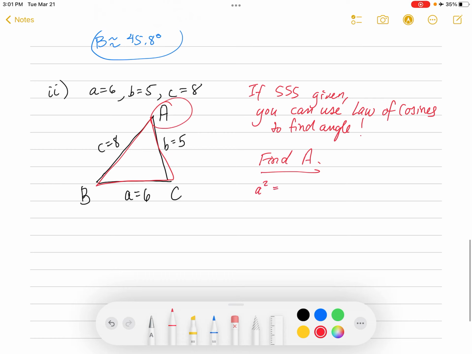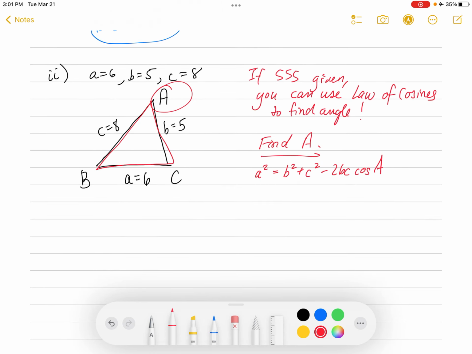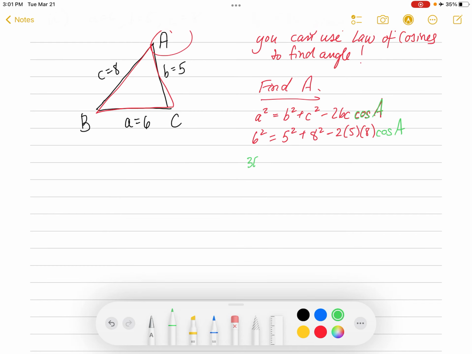So that's going to involve a squared equals b squared plus c squared minus 2bc cosine of big A. Now remember, little a is 6, so I got 6 squared equals 5 squared plus little c is 8, so 8 squared, minus 2 times 5 times 8 cosine of A. We want to solve for cosine A. 6 squared is 36, 5 squared is 25, 8 squared is 64, and 2 times 5 times 8 is negative 80 cosine of A.